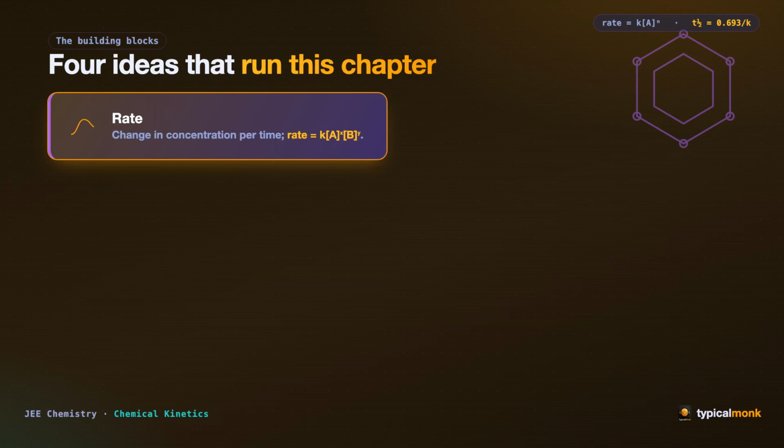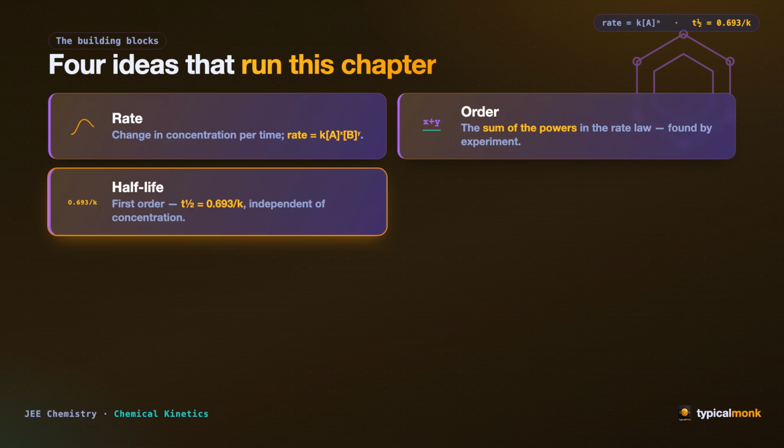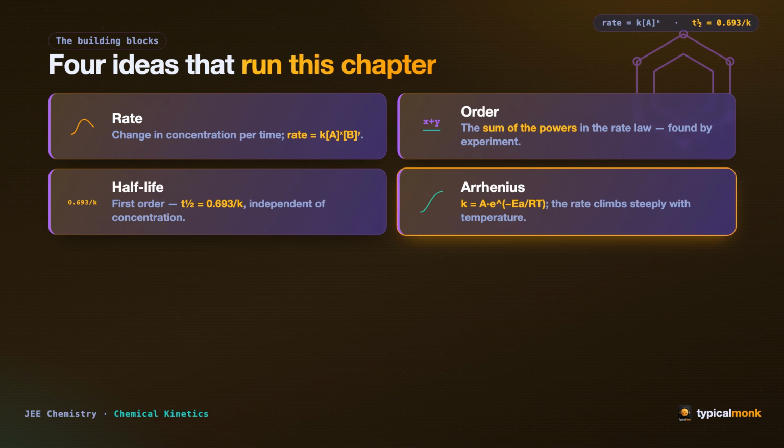Look at them together first. The rate. It is the change in concentration per unit time, and the rate law is rate equals k times [A] to the power x, [B] to the power y. The order. It is the sum of the powers in the rate law, and it is found by experiment, never read off the equation. The half-life. The time for the concentration to fall to half, and for a first order reaction, t half equals 0.693 over k. And Arrhenius, k equals A times e to the power minus the activation energy over RT. The rate climbs steeply with temperature.